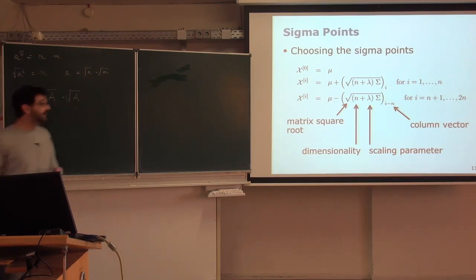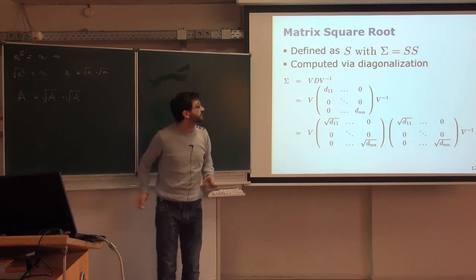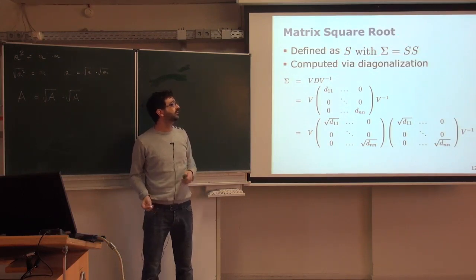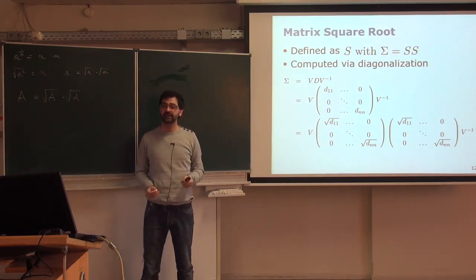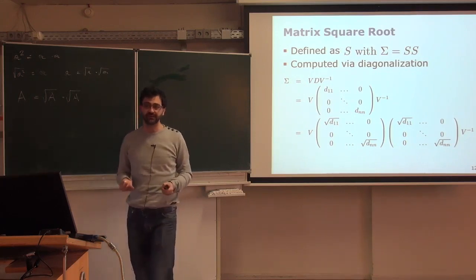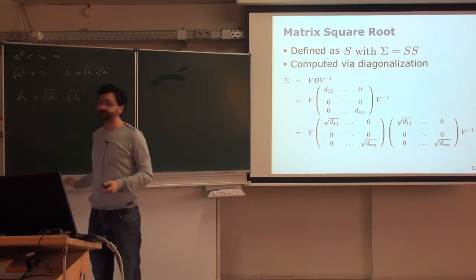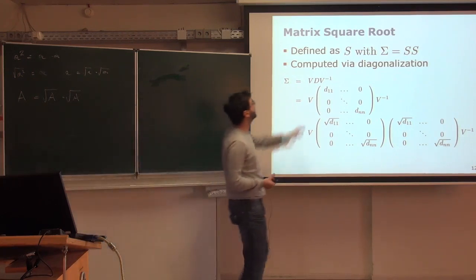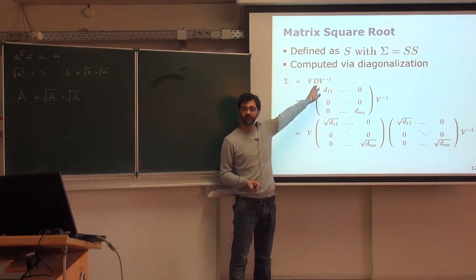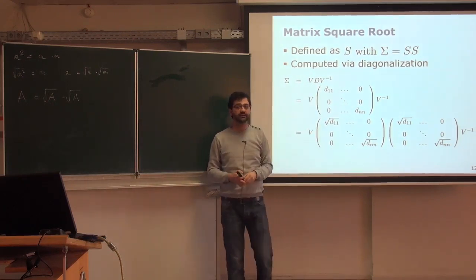So that's exactly how we do with matrices. The square root S is defined such that the original matrix is equal to S times S, multiplied by itself. Okay? That's actually one way of defining it. We'll see later on there's also another way of defining it. So how can we compute it? We can compute it by considering the eigenvalue decomposition of the matrix, what's also called diagonalization.